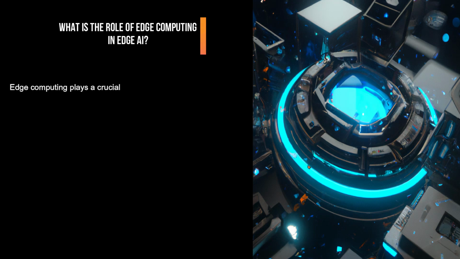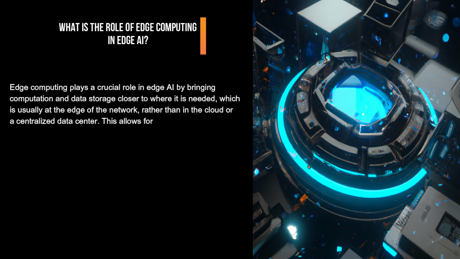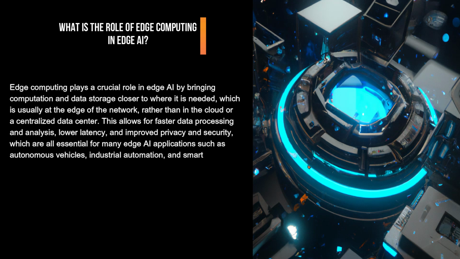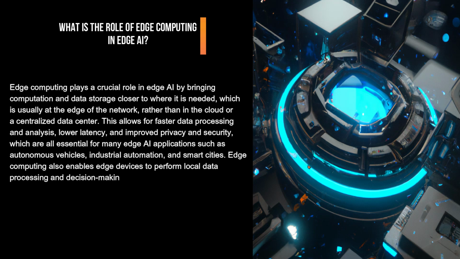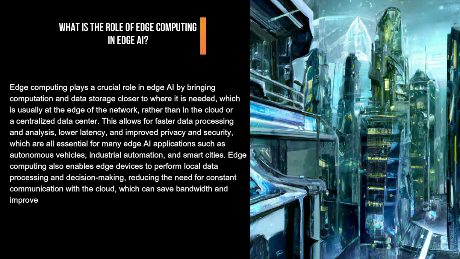What is the role of edge computing in edge AI? Edge computing plays a crucial role in edge AI by bringing computation and data storage closer to where it is needed, which is usually at the edge of the network, rather than in the cloud or a centralized data center. This allows for faster data processing and analysis, lower latency, and improved privacy and security, which are all essential for many edge AI applications such as autonomous vehicles, industrial automation, and smart cities. Edge computing also enables edge devices to perform local data processing and decision-making, reducing the need for constant communication with the cloud, which can save bandwidth and improve the overall efficiency of the system.